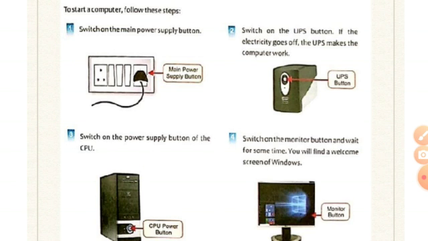There is a CPU button, the arrow you can see. The fourth step is to switch on the monitor button and wait for some time. You will find a welcome screen of Windows. This is how the Windows screen looks, and this first screen is called the desktop.